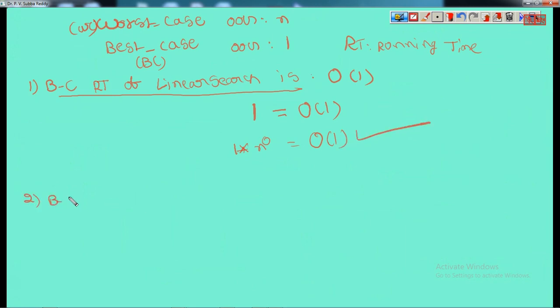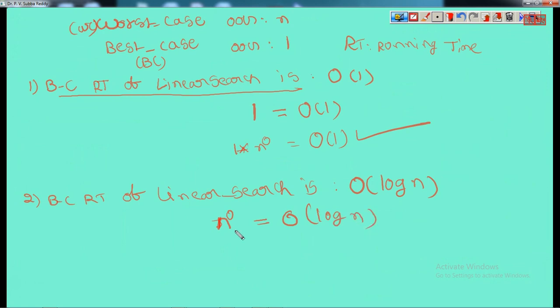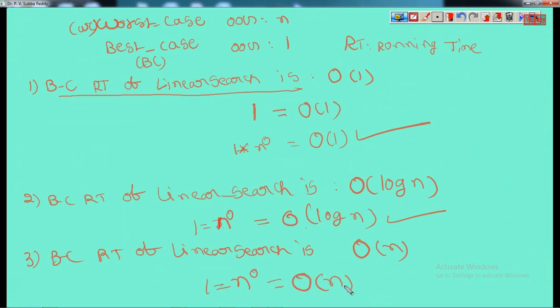Next. The best case running time of the linear search algorithm is big O of log n. Is it correct or not? What is the best case? It is 1, and 1 we got through n power 0. Is n power 0 big O of log n? This is also correct. Next, the best case running time of linear search is big O of n. Is it correct? 1 can be written as n power 0, and n power 0 is big O of n. This is also correct.